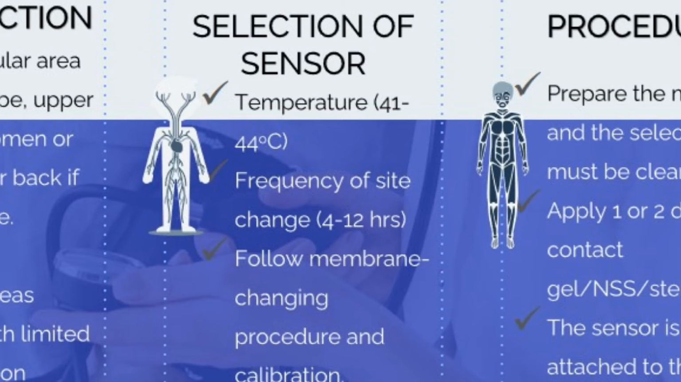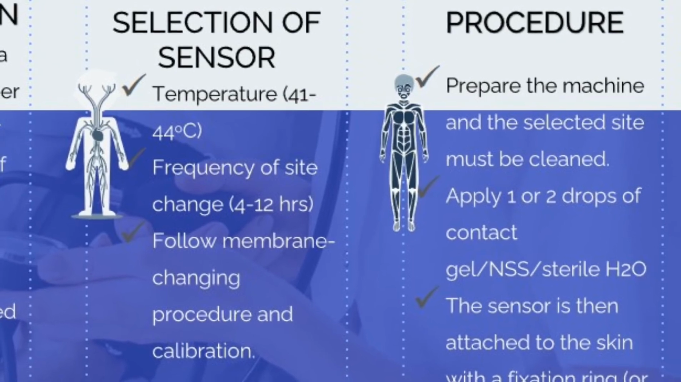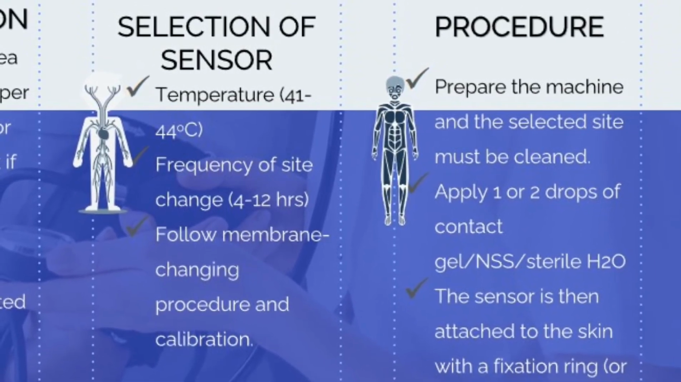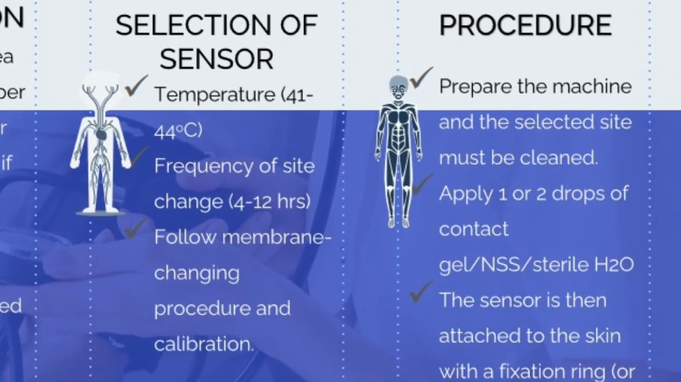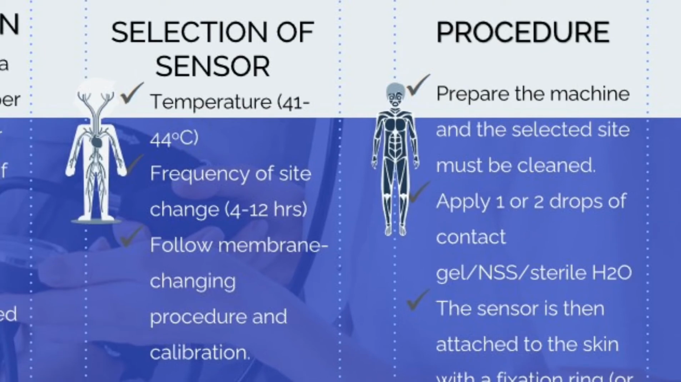Heating of the sensor requires that the site change be performed on a routine basis to prevent thermal injury, and also follow the membrane changing procedure and calibration. For the procedure, prepare the machine and the selected site must be clean. Apply 1 or 2 drops of contact gel, NSS, or sterile water. Contact gel, this liquid-to-liquid medium, makes the diffusion of gases more efficient and accurate.